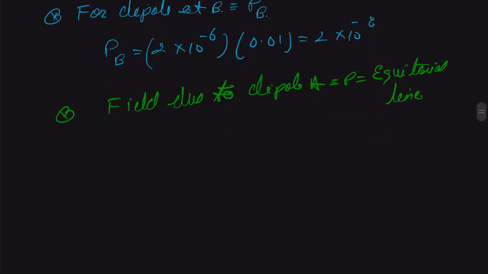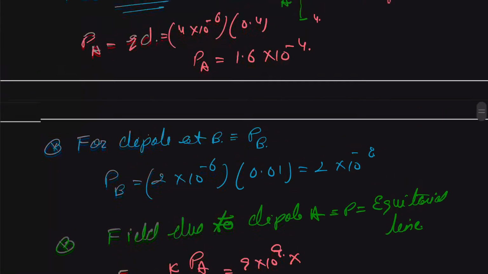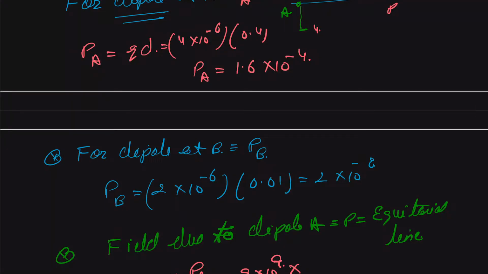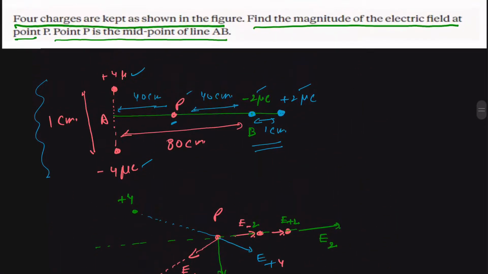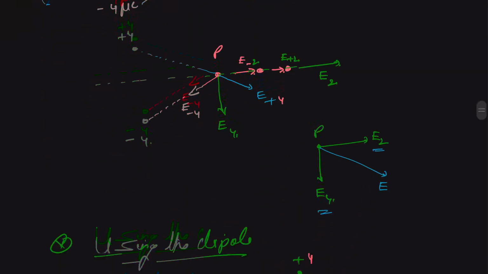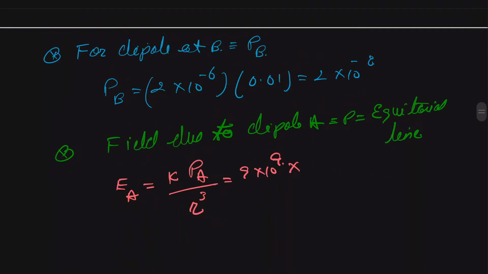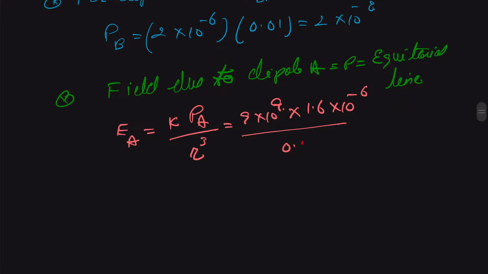Therefore, we can write that electric field EA will be equal to K times dipole moment upon r cube, and K is 9 into 10 to the power 9 multiplied by PA, which is 1.6 into 10 to the power minus 6, upon r cube, that is 0.4 whole raised to the power cube.